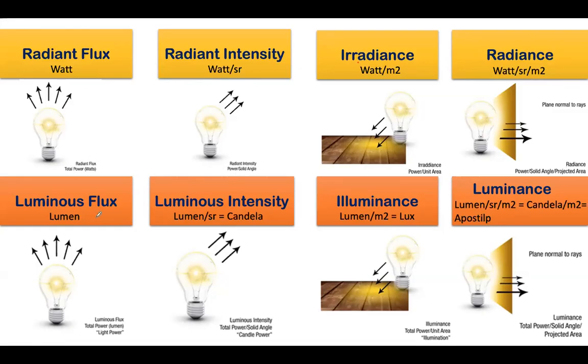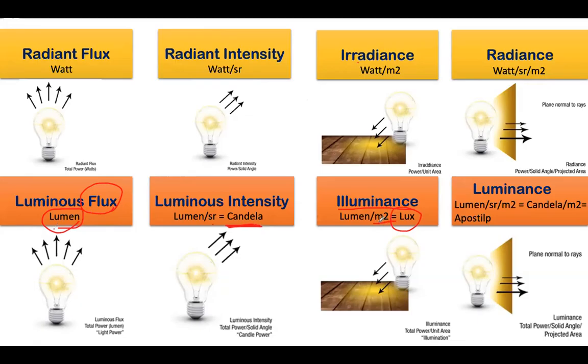In the case of luminous flux, this is the light intensity or light energy, measured by the lumen. While the luminous intensity, which is the luminous flux at a specific angle or steradian, is measured by candela. When we are trying to measure the light intensity over the surface, we use the illuminance, which is the lux. It is equal to lumen per meter square.